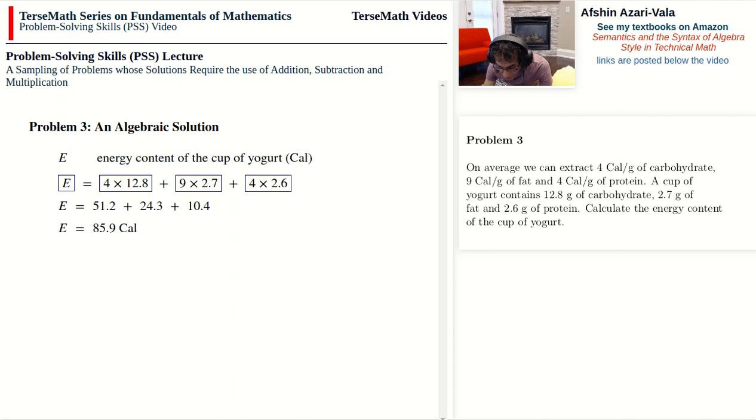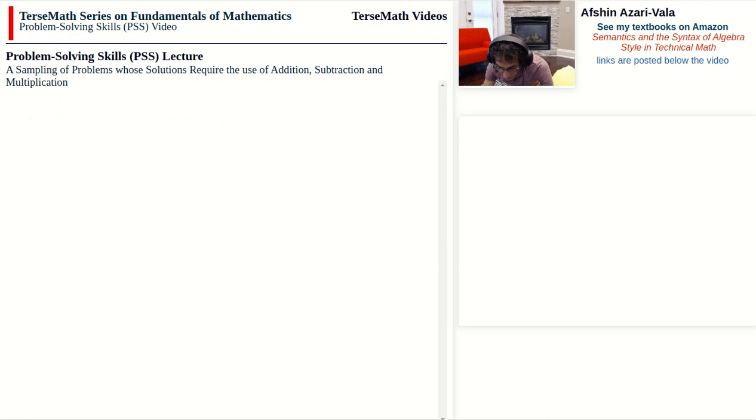And now we have a closing statement. The cup of yogurt contains 85.9 calories of energy. Okay, so that was problem number 3.